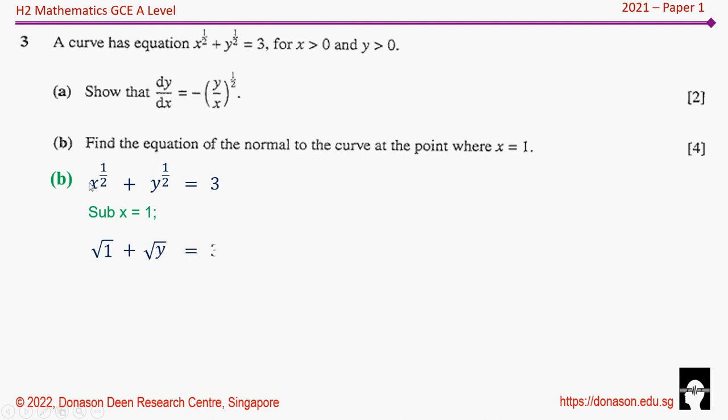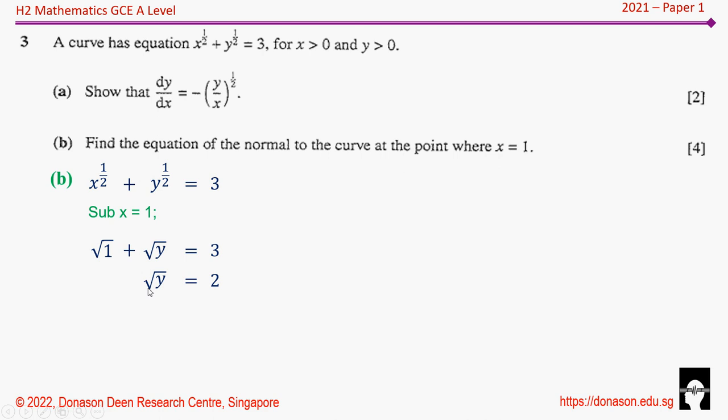So x is equal to 1. Of course, power half means square root. So this is root of 1 plus root of y, since power of half means root, equals 3. Square root of 1 is of course 1 still. And if I throw the 1 over to the other side, it's going to become minus 1, right? So 3, if you subtract the 1, it's going to just give you 2.